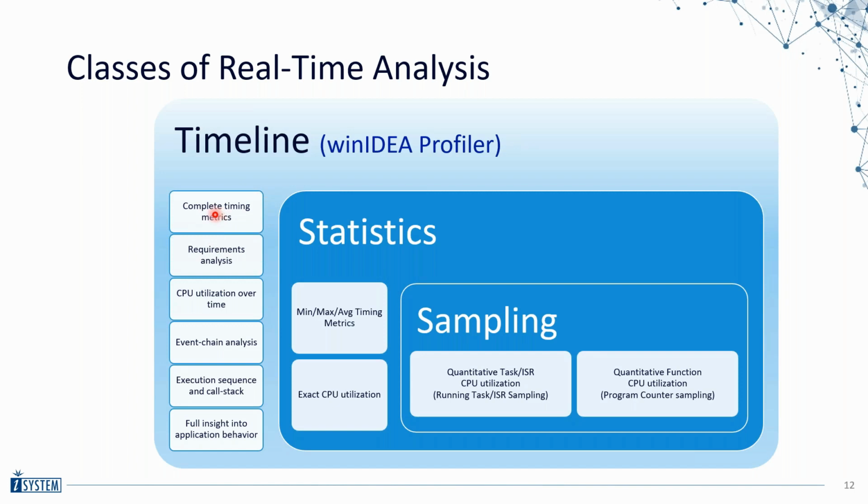So maybe there was an ISR that you didn't anticipate, or the task was waiting for a certain resource like a spin lock that was not anticipated. So you can really jump into the trace and understand what's going on.